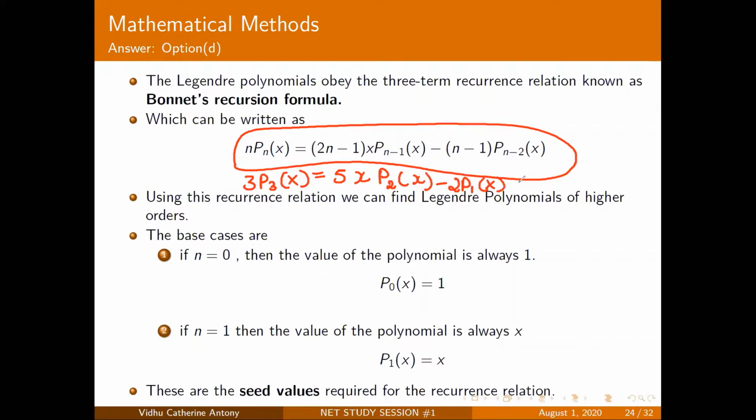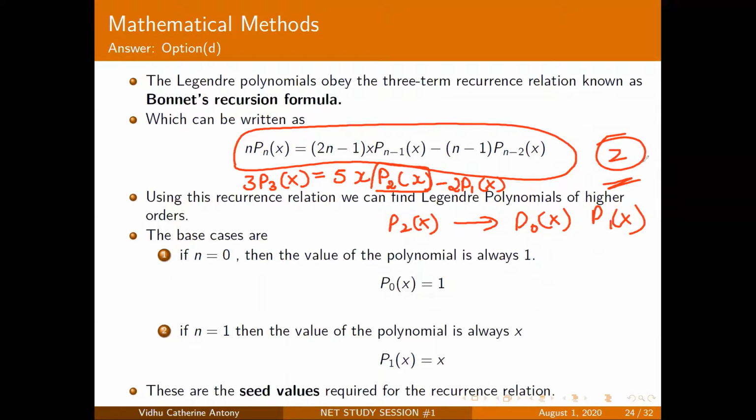Now the thing is that you need to compute 2P, P2 here, P2 of x. You need to be able to express P2 of x in terms of P0 of x and P1 of x. So that means you have to do 2 steps. What I realized is you can avoid the number of steps if you use your Rodrigues formula.